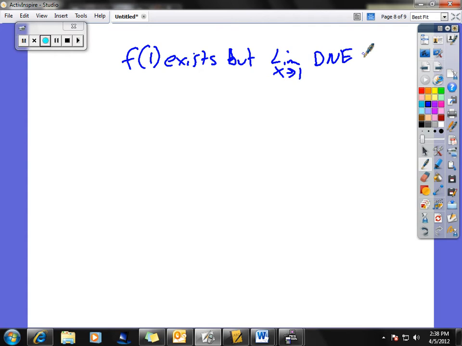There are lots of different ways that you could draw that. If f of 1 exists, that just means there has to be something closed at 1 somewhere. The limit does not exist. Well, if the limit doesn't exist, there could be a jump, so you would just draw something like that, and that would take care of that. Okay? Some of these ones are maybe a little more complicated, so let's do one of these.